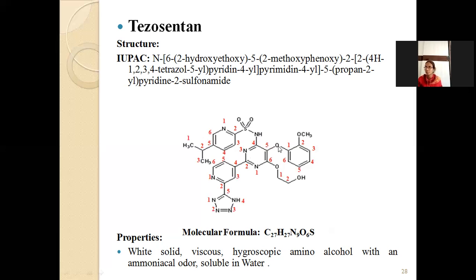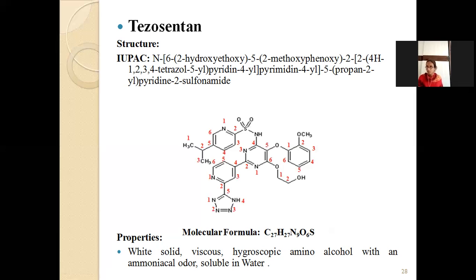See, I will explain here again. 6, 2, hydroxy, ethoxy, 5, 2, methoxy, this is phenoxy, 4, here 2, tetrazole, this is pyridine, and here pyrimidine, and here 5, propane, and 2, sulfonamide. So this is the structure and IUPAC name.